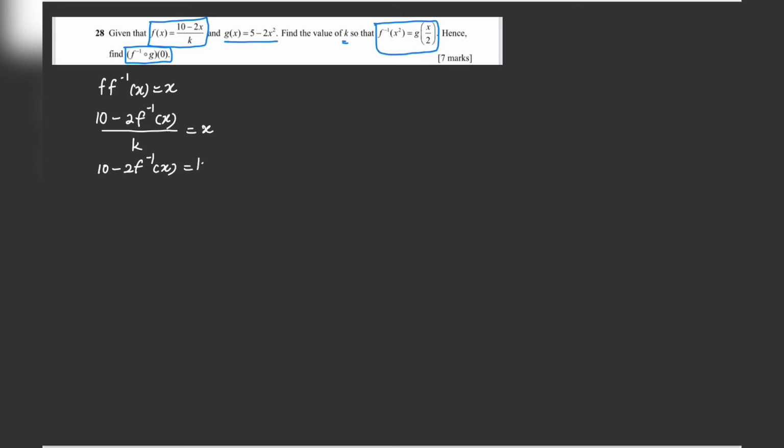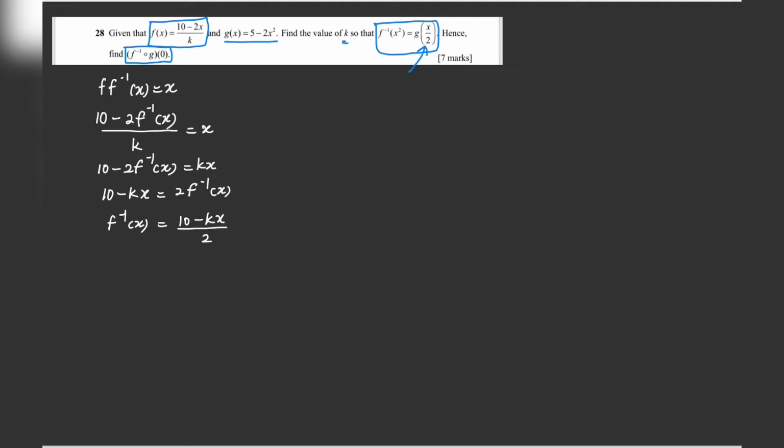So sini akan jadi kx, lepas tu 10 minus kx equals to 2f inverse of x. So therefore f inverse of x kita akan jadi (10 minus kx) over 2. So ini adalah kita punya f inverse. Next, kita cari pula g of x over 2.